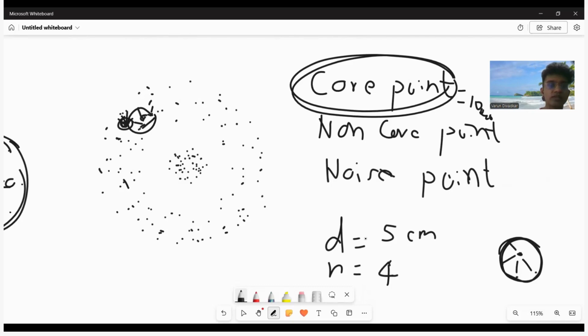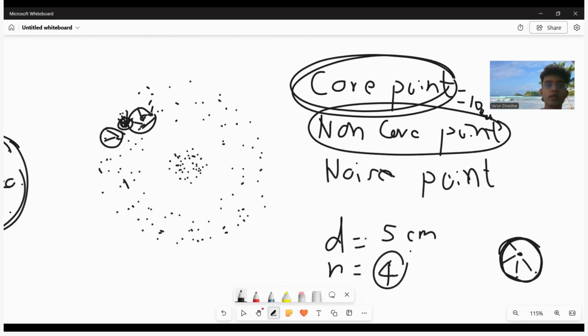What kind of point is this? This is a point surrounded by only 2 points within a distance of 5 centimeters, but not 4 points, right? So such a point is called a non-core point. It makes a list of all the non-core points. Let's say there are 15, and then there are certain points called noise points, like these points.